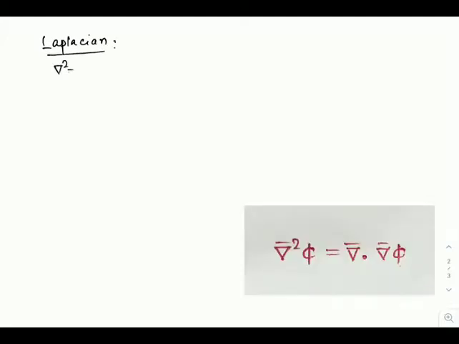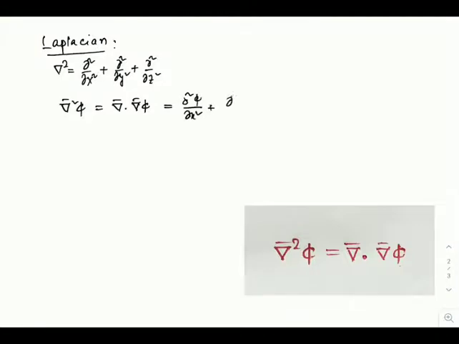Laplacian. Del square is a scalar operator and is known as the Laplacian operator. The Laplacian phi equals divergence of grad phi, and it is written like ∂²/∂x² plus ∂²/∂y² plus ∂²/∂z². That is, Laplacian phi equals ∂²phi/∂x² plus ∂²phi/∂y² plus ∂²phi/∂z².